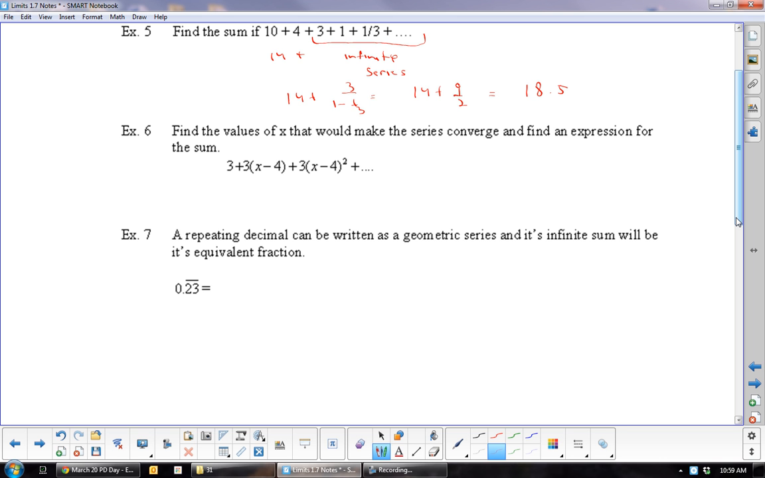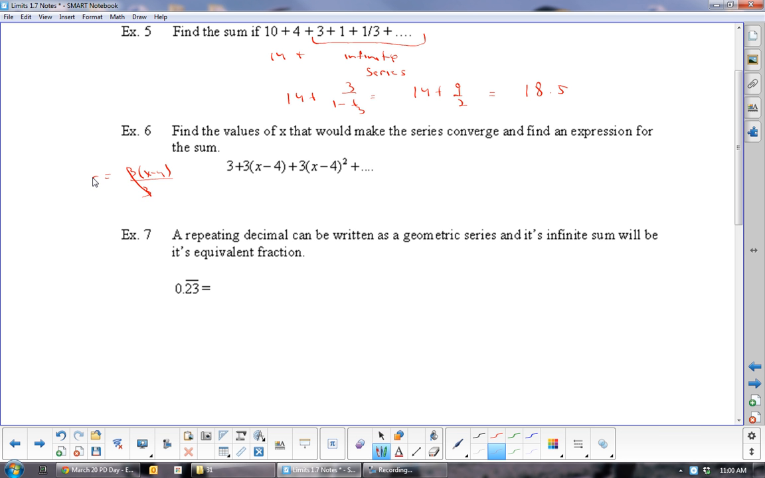Okay, find the values of x that would make the series converge, and find the expression for the sum. Now, what's the r? Okay, so to find the r, take t2 divided by t1, so that would be 3x minus 4 over 3. So r equals x minus 4. Now, what do we know about r, though, if this is to be convergent?